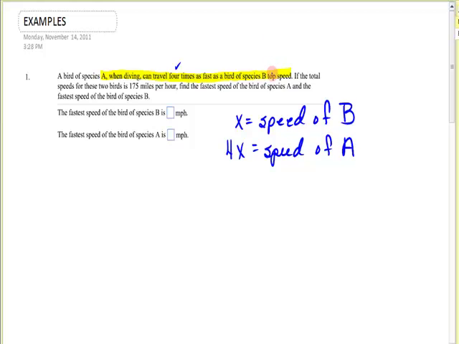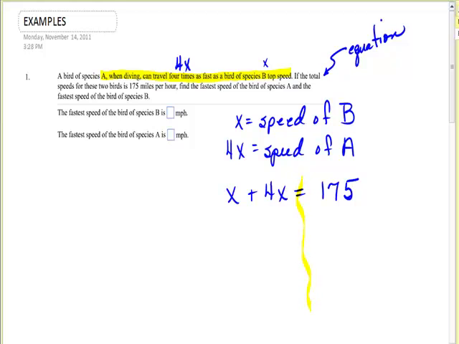You know nothing about this one, so it's x. This one's 4 times as fast, so I'm going to call it 4x. Now, the part that we haven't practiced is coming next. If the total speeds for these 2 birds is 175 miles per hour, that is my equation. Total means add. So x plus 4x equals a total of 175. So bird of species B plus bird of species A, their speeds added up equal 175. And now I'm going to solve it.